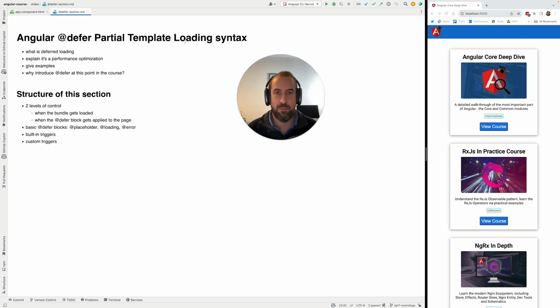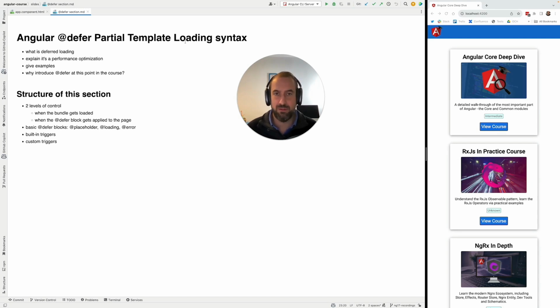This is only meant to be used when your application is starting to show some performance problems. For example, there are pages that are starting to become slow. They take a long time to load, etc. Or you can apply it preventively as well so that the application never reaches that state. Anyway, I thought that this was a good place in the course to introduce this syntax.